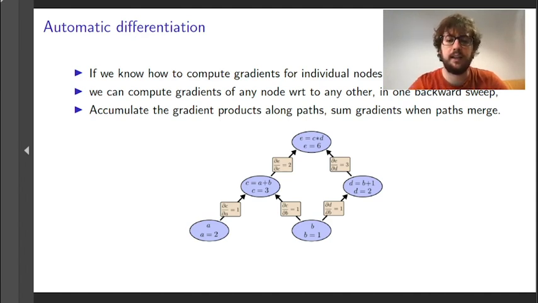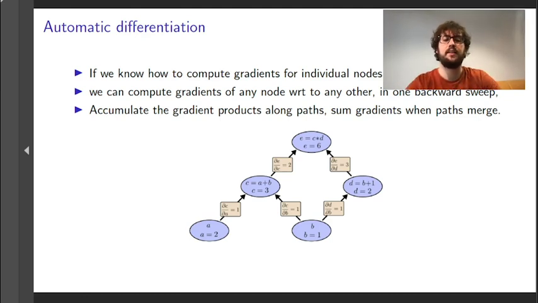If you take, again in this simple example, maybe a slightly more complicated derivative where we wanted the gradient of E with respect to the input B, then this will be just the sum of the derivative of E with respect to C times the derivative of C with respect to B. So this is one path from E to B. And then following the other path, we just need to take the gradient of E with respect to D and then times the derivative of D with respect to B, and sum these two paths since the two paths merge.